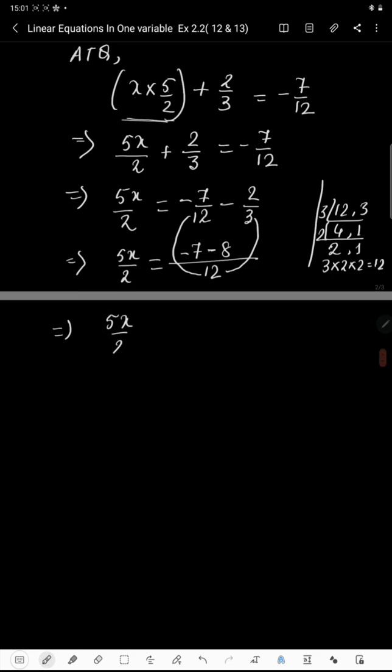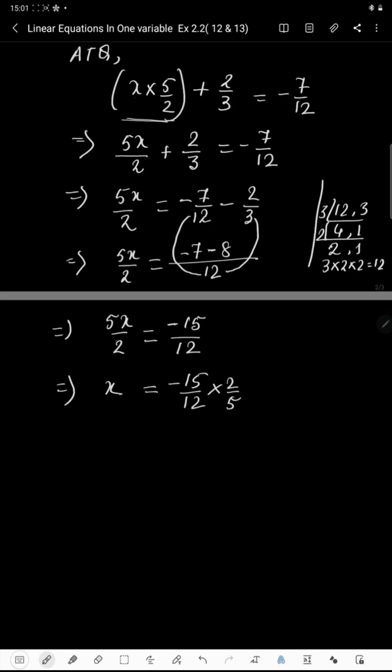Now 5x by 2 is equal to, minus minus plus. So 8 plus 7 is 15, but the sign will be negative as both have negative signs. So minus 15 by 12. Now we'll find the value of x. So x will be alone and 5 by 2 will be transposed to the other side. So 5 by 2 will become 2 by 5.